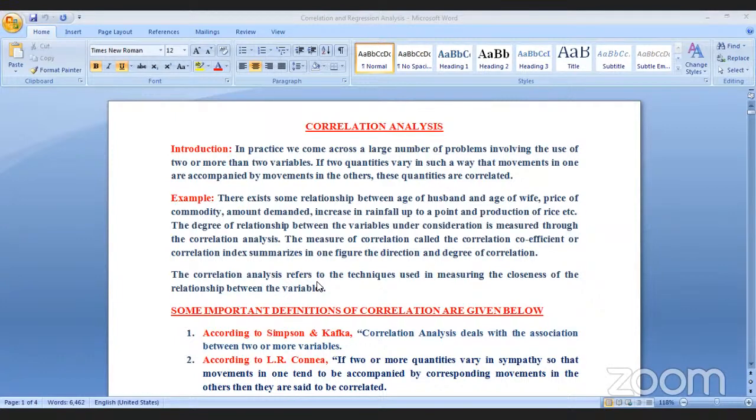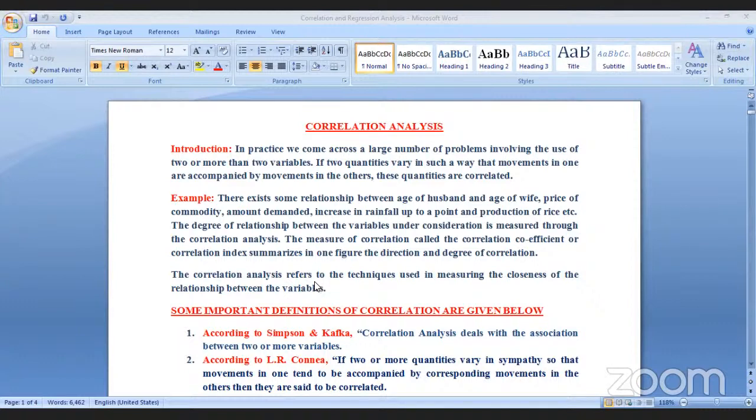See, in practice, we come across a large number of problems involving two or more than two variables. If two quantities vary in such a way that movements in one are accompanied by the movements in other, these quantities are correlated. That is called a correlation analysis. So there exist, for example, the age of husband and age of wife, price of commodity and amount demanded, increase in rainfall up to a point and production of rice, etc. The degree of relationship between the variables under consideration is measured through correlation analysis.